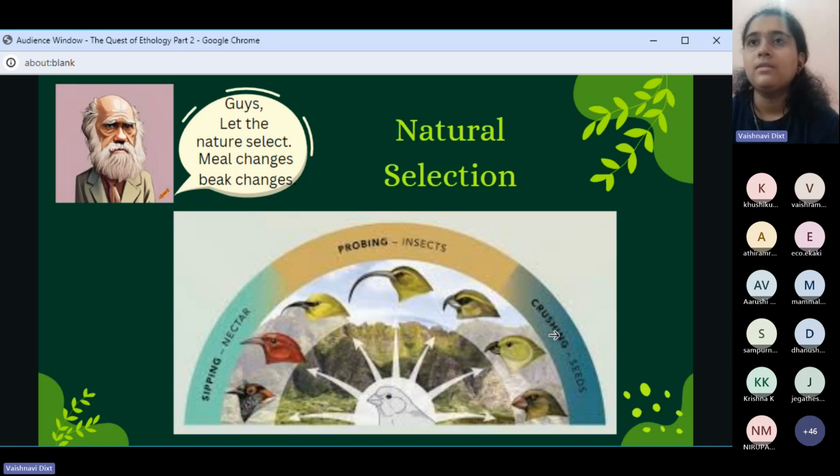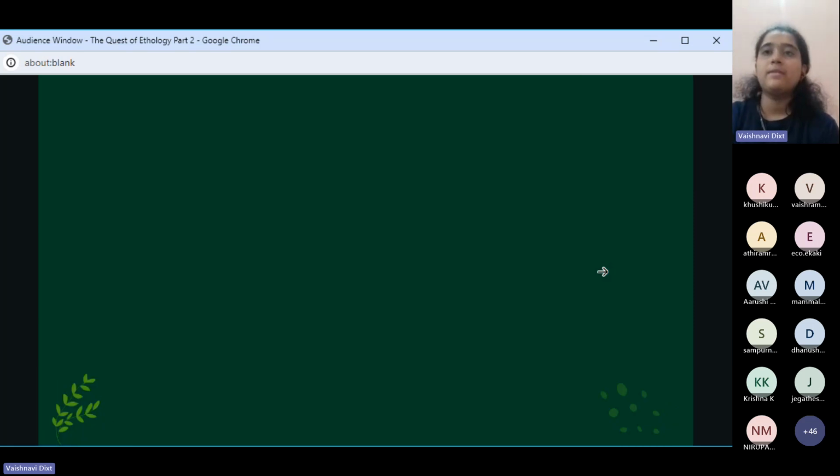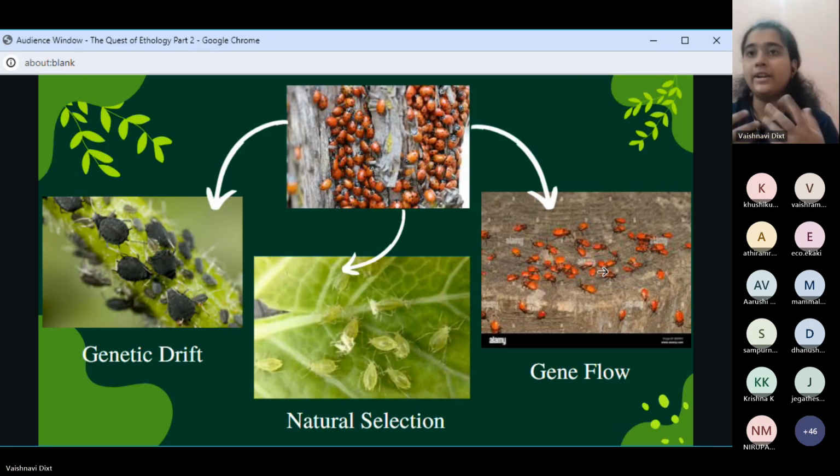Okay. So then again, only natural selection was not enough to explain all the things happening. Hence, there were many other things added to the theory of evolution and a modern theory was formulated. How? Let us understand it through this example.